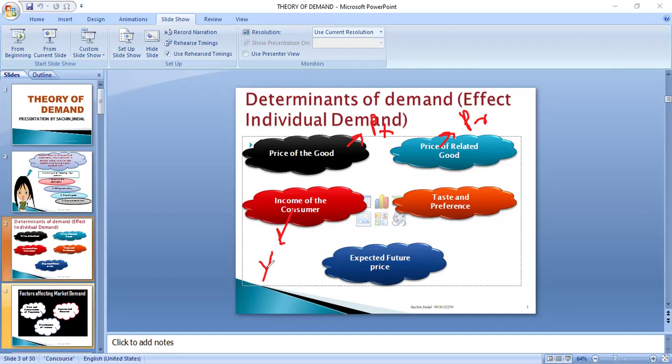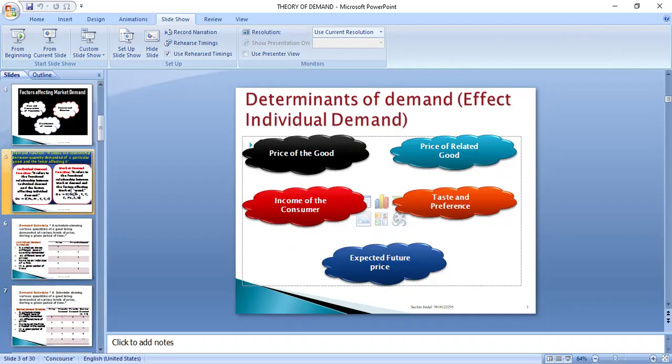Y basically refers to yield. Yield means income somewhere. Taste and preference, you can write it as T. Expected future price, F. So these are the names of the determinants which affect the demand of a commodity. That we have already studied.